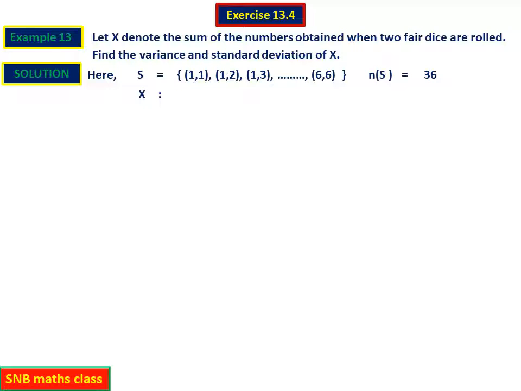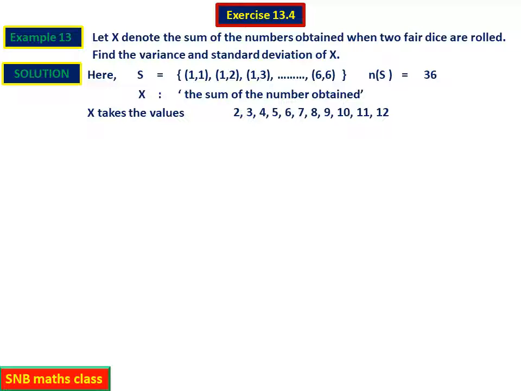Now x denotes what? x denotes the sum of the numbers obtained, meaning x can take the following values. We can see here 1 plus 1 will be 2. Similarly 1 plus 2 will be 3. 2 plus 1 also will be 3 only, like that. Therefore it takes 2, 3, 4, 5, 6, 7, 8, 9, 10, 11 and 12. Highest value is 12, that is 6 plus 6. Now here we have to calculate the corresponding probability. How to calculate the probability?